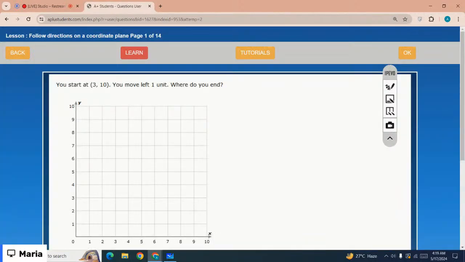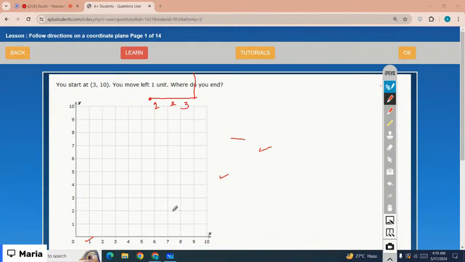You started at 3 10. You move left 1 unit. Where do you end? So you started at 3 10. First, just plot the point 3 10, right? X is 3, Y is 10. Here is 3 and here is 10. You move left 1 unit.